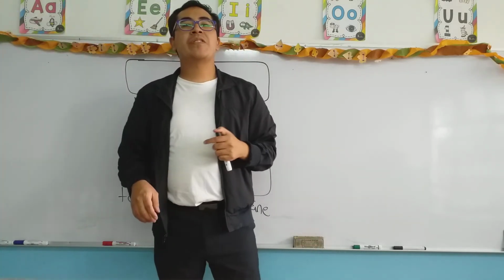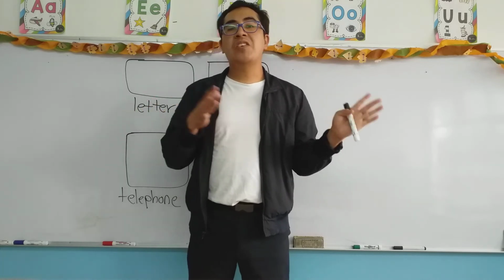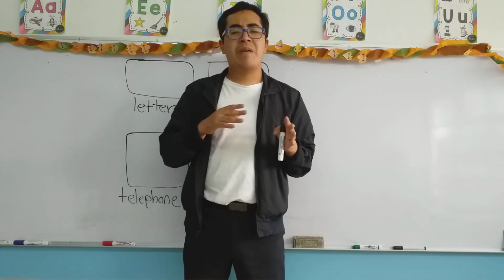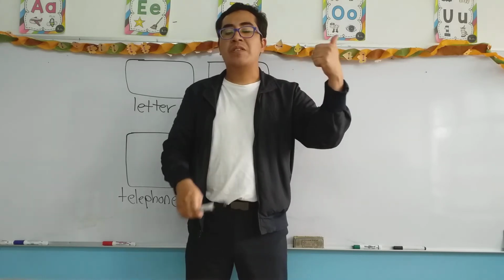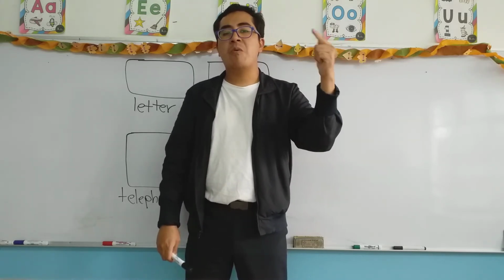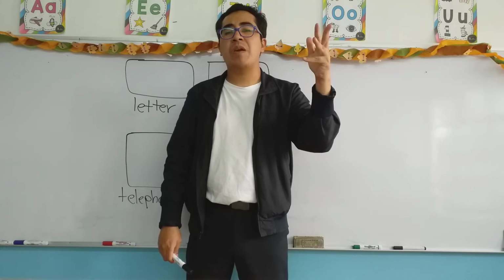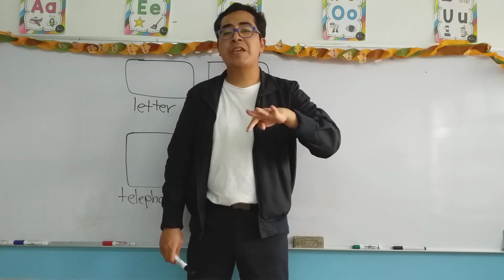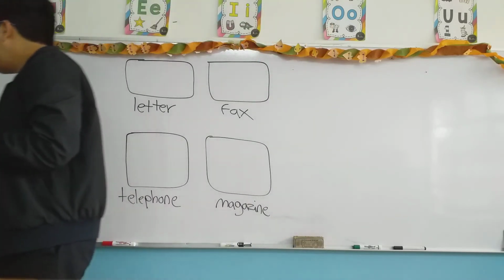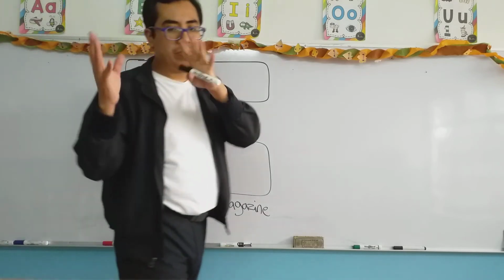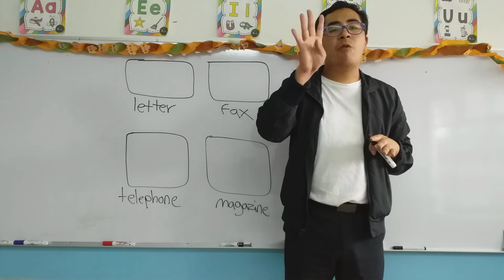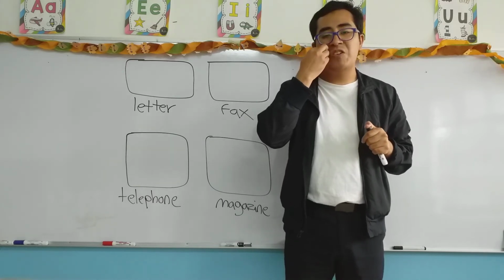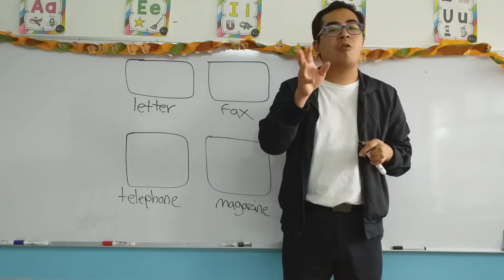Okay, so we continue with more means of communication. Remember, on the previous activity, we saw television, radio, movies, and newspaper. For the second activity of page 86, we have 4 additional squares. Each one of them has its own name.